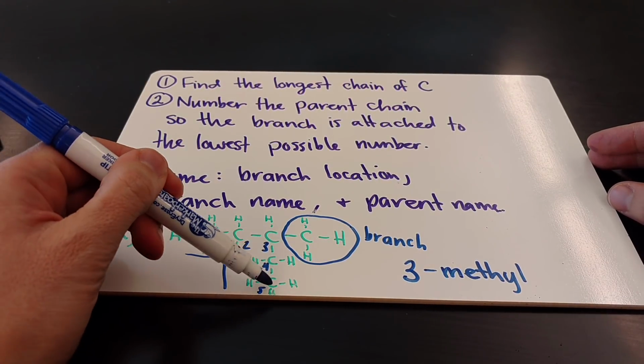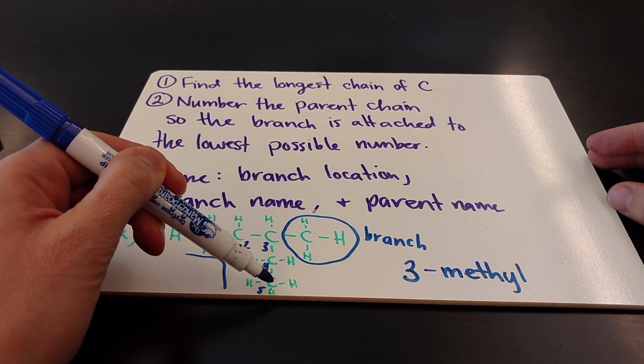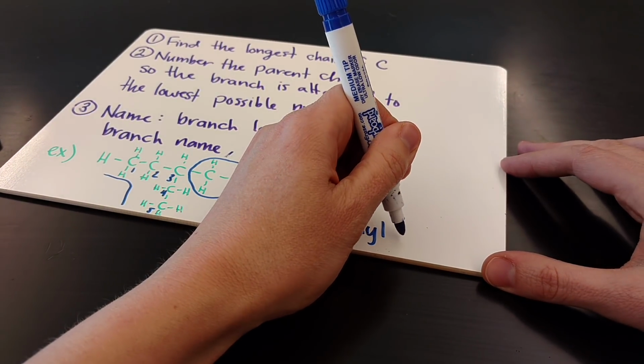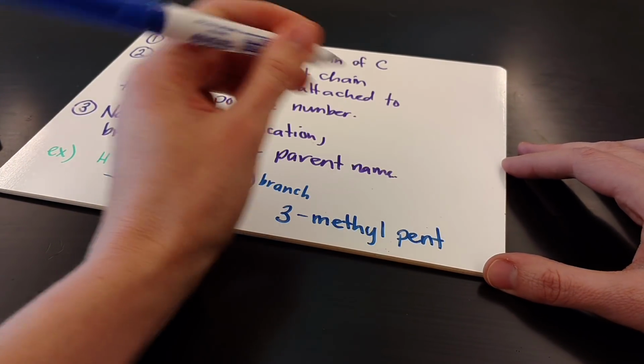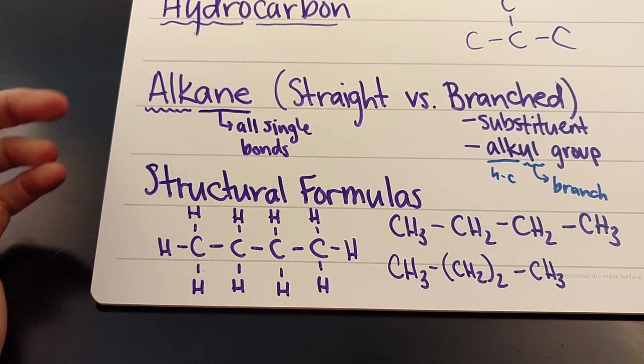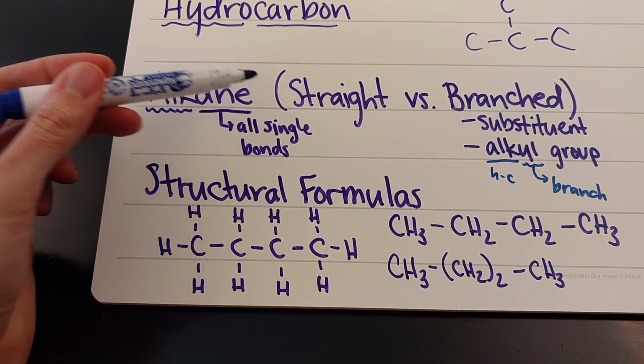But we're not done because now we have to name the parent. So 5 carbons, all single bonds. Okay, well, 5 carbons is pent. And then, let's flip back over to this side. All single bonds is ANE. So pentane.